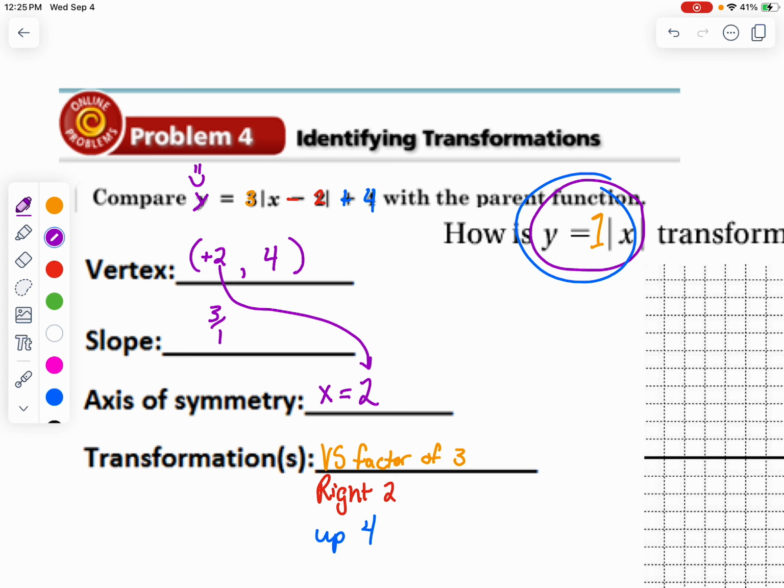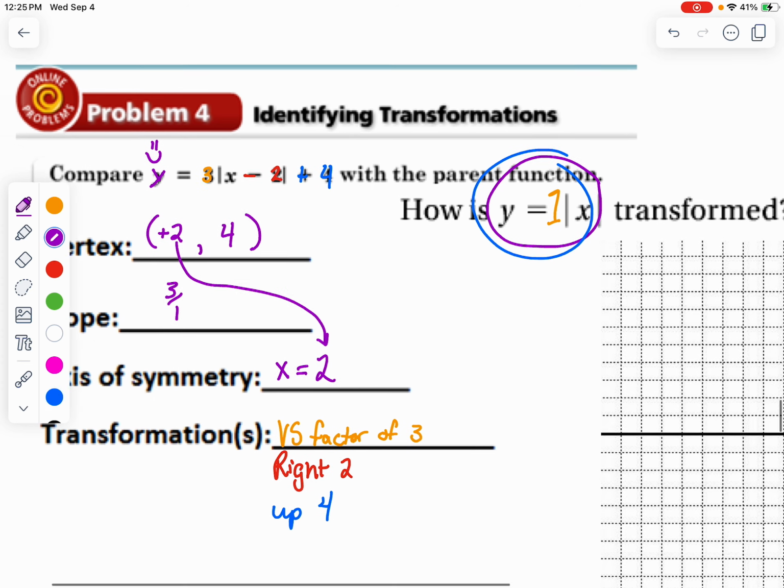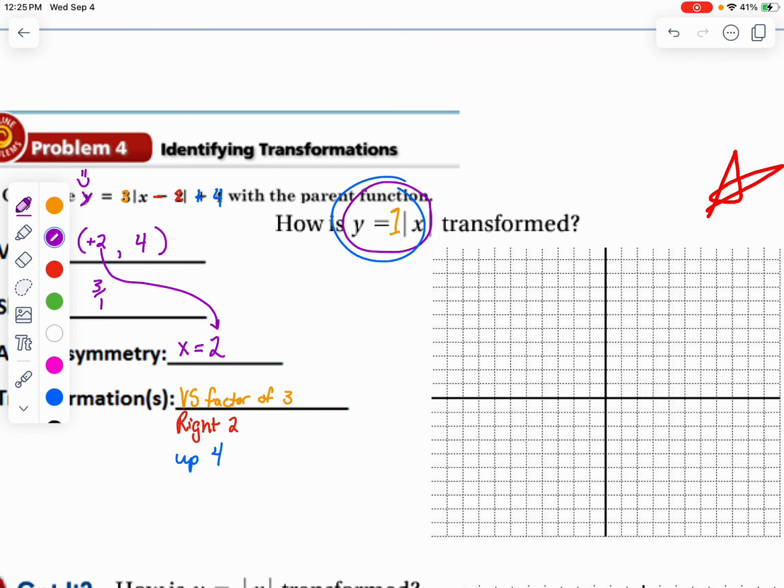And now we're going to graph our absolute value function. So our vertex is at over 2, up 4. 1, 2, there it is. Over 2 and up 4. I'm going to put a V there because that's where it kind of changes. And my slope is up 3 from there.